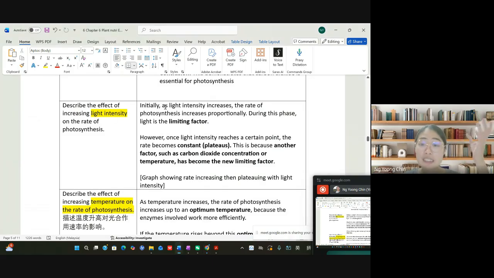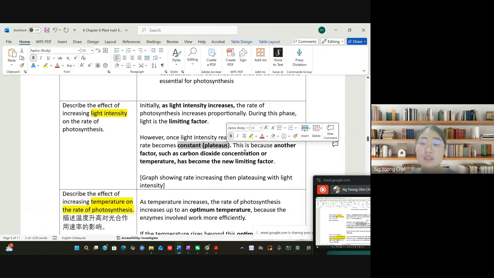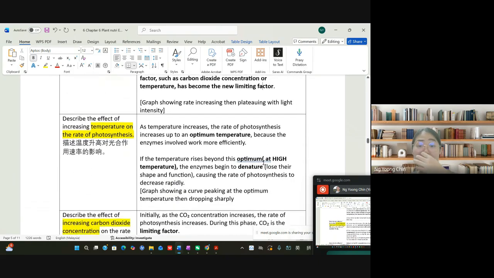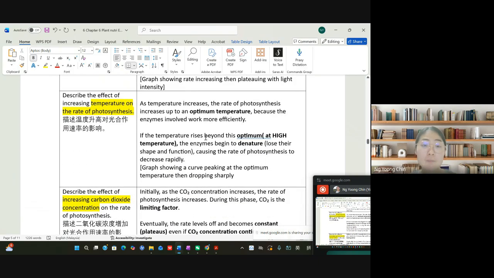So if you increase the light intensity, you are actually increasing the rate of photosynthesis until they reach the plateau. Whenever they reach a plateau, if the question asks why, you can say that because another factor is now becoming the new limiting factor. Same to the temperature. But temperature is very important because temperature cannot be too high.